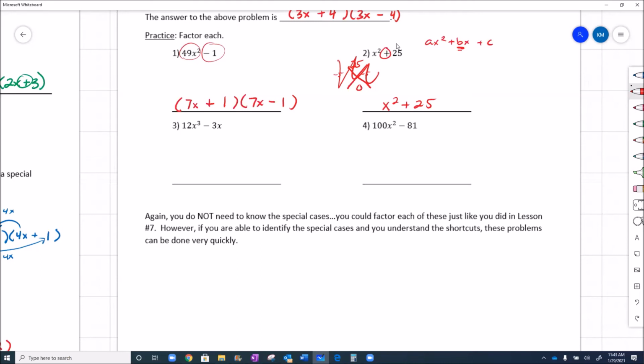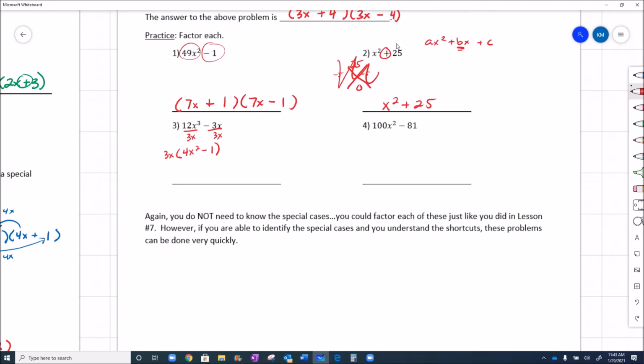Number 3, we've got 12x cubed minus 3x. Here, again, the x cubed should be a hint to us that, hey, is there a GCF here? And there is. 3x fits into both of these terms. And so when we factor 3x out, we have 4x squared minus 3x divided by 3x, which is 1.